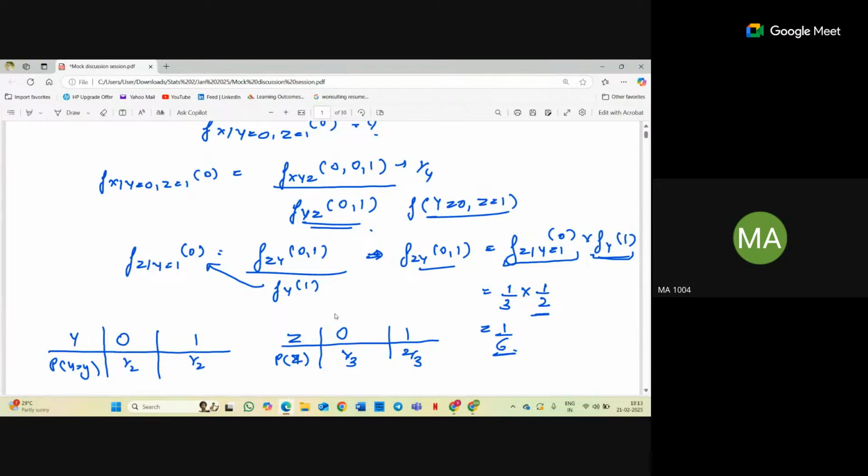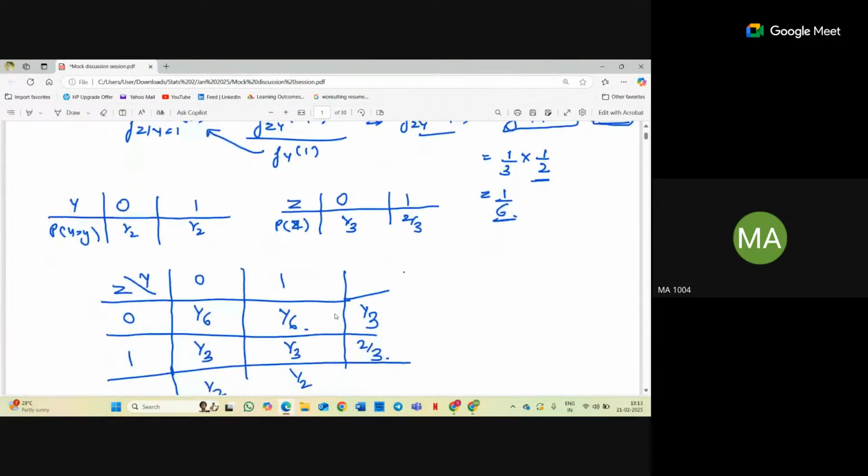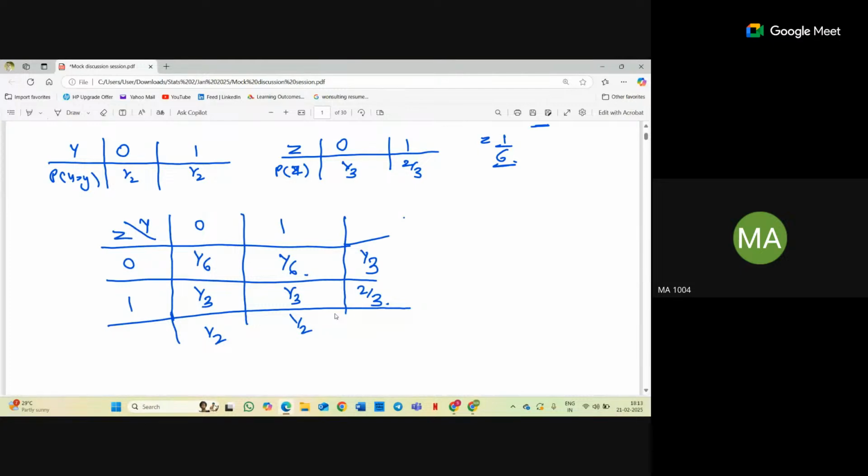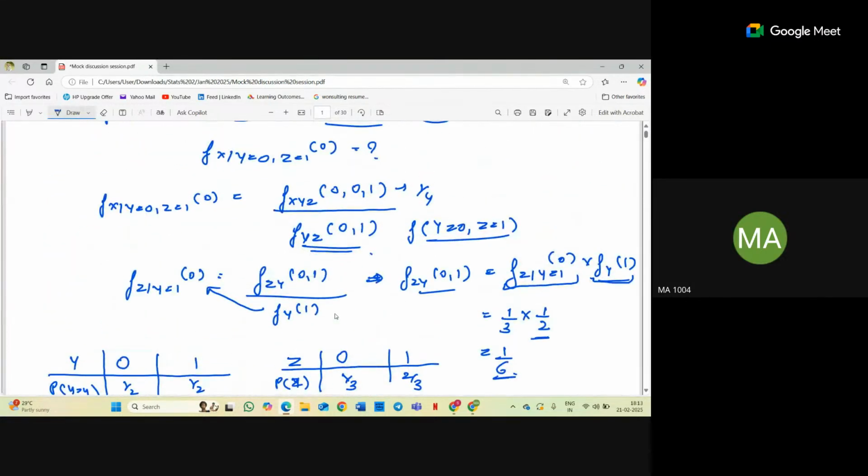Now, according to the formula, we have to find out f of y equals to 0, z equals to 1. So this value would be when y equals to 0 and z equals to 1. The value is 1 by 3. So let's put this value here. So this would be 1 by 4 divided by 1 by 3. So the answer would be 3 by 4, which is 0.75.